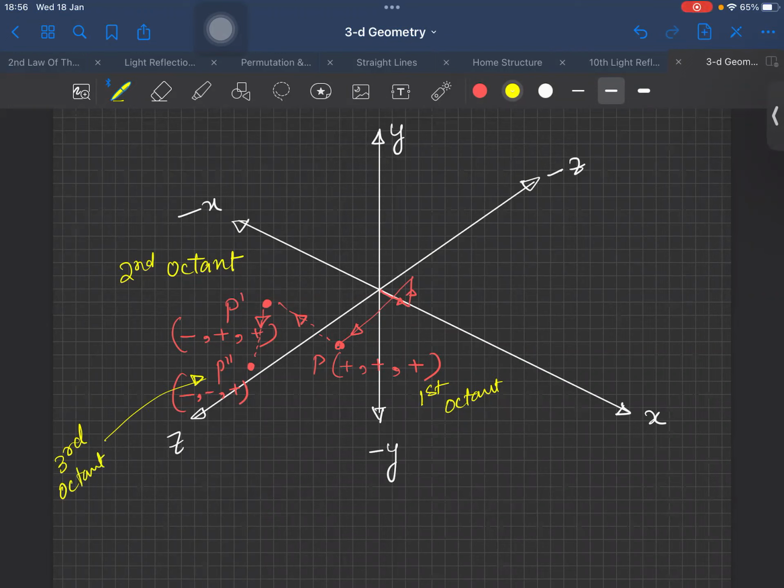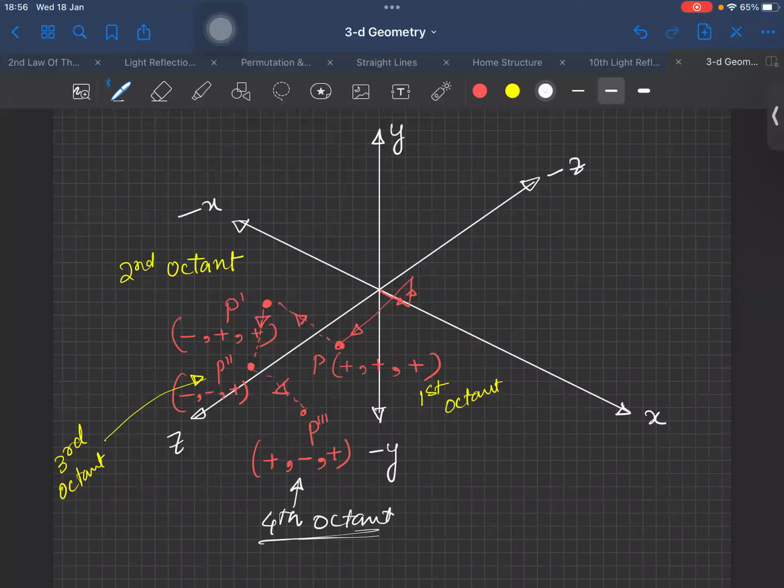The fourth octant is X positive, Y negative, and Z positive. So it again travels to this side in the downward direction. Let's say P triple dash. So X is positive, Y is negative, and Z is positive. Now you will observe one interesting thing. This is the third, and this is the fourth octant.